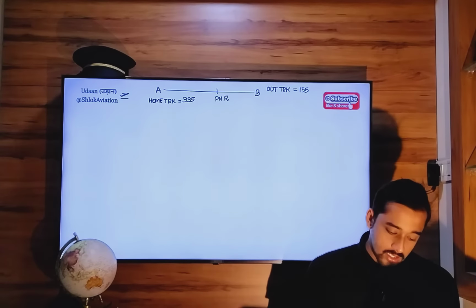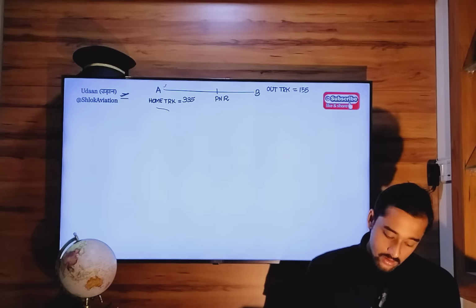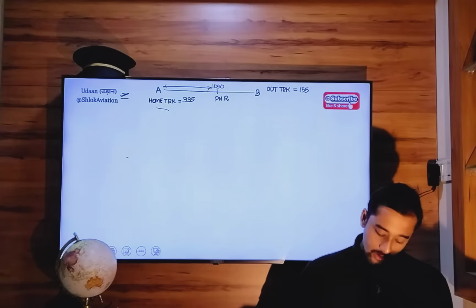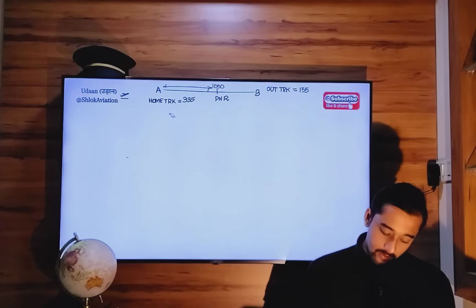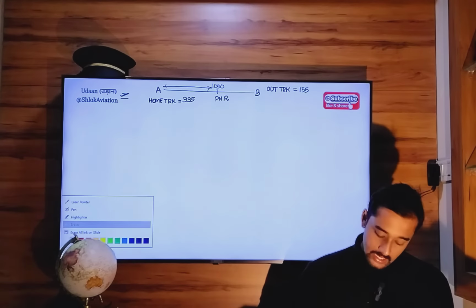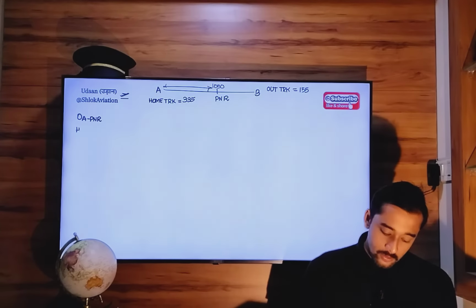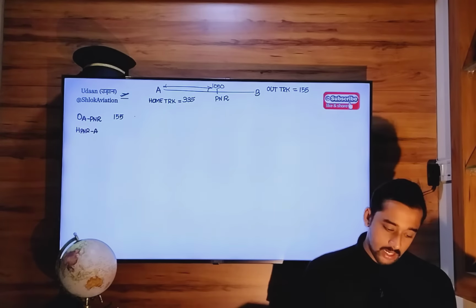PNR distance is 1050. Now we will make our usual table. Outbound A to PNR, homebound PNR to A. So outbound track is 155. True airspeed is 200 knots. Winds are 260 at 35.